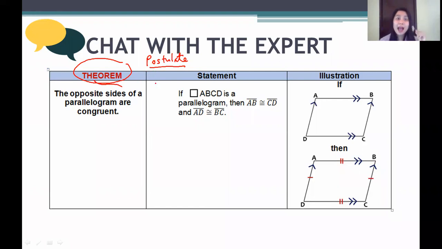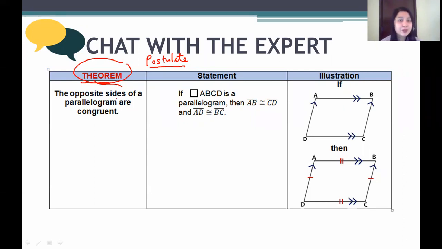For example, you'll say, I am beautiful, I am handsome. That is a theorem. Why? We need to have a proof. What's your evidence that you are beautiful and handsome? So let's start with the first theorem.